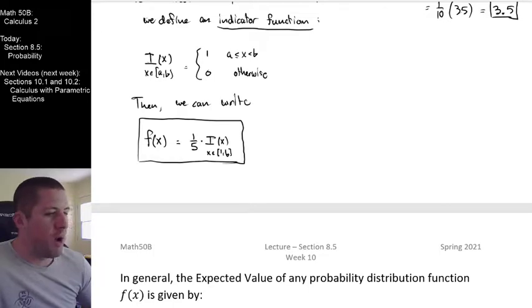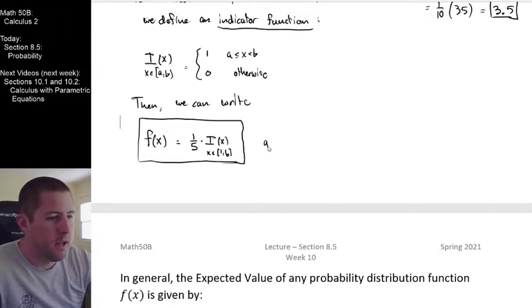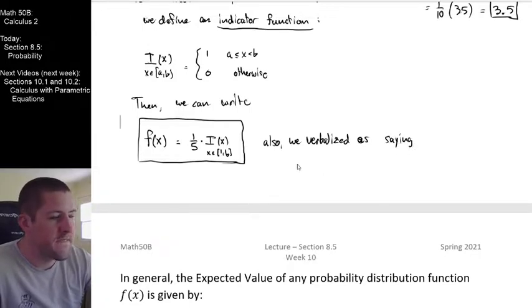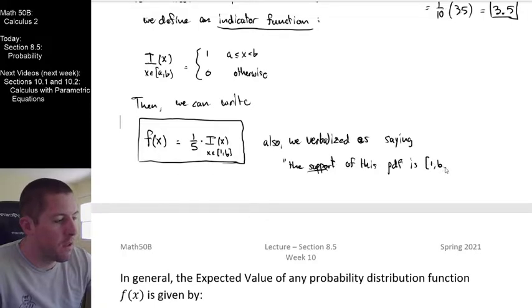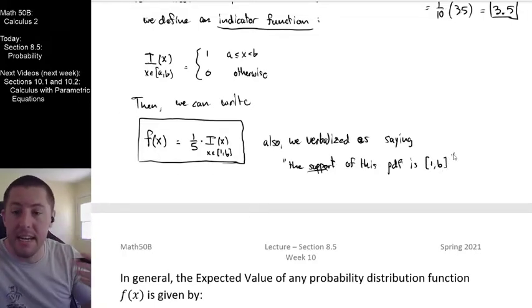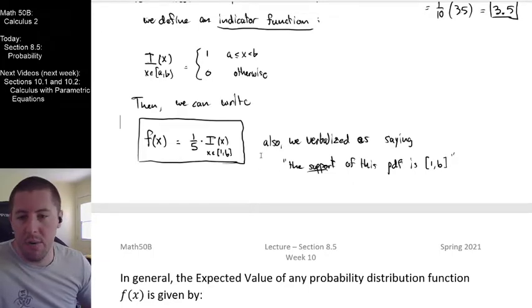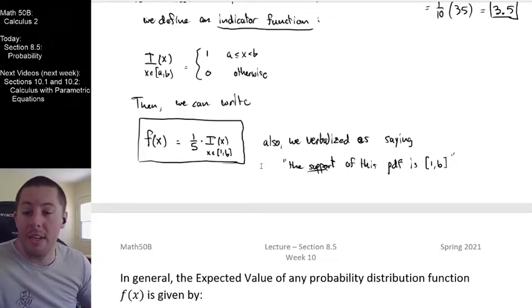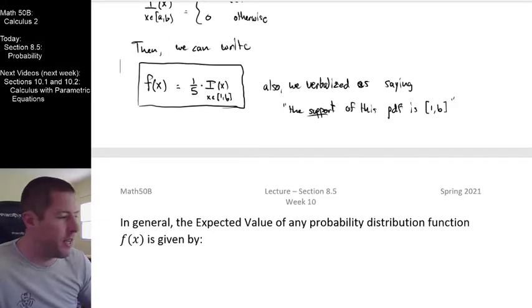Cool. Oh yeah, by the way, last thing here. It's also verbalized as saying the support. So that's sometimes referred to the indicator function. The interval that's associated with it is referred to as the support of the function. It is when it is not 0. But that's just some verbalization right there.